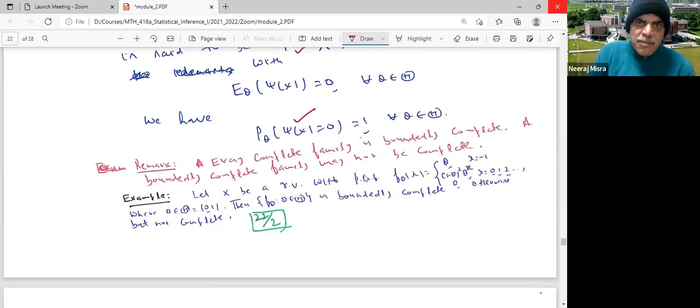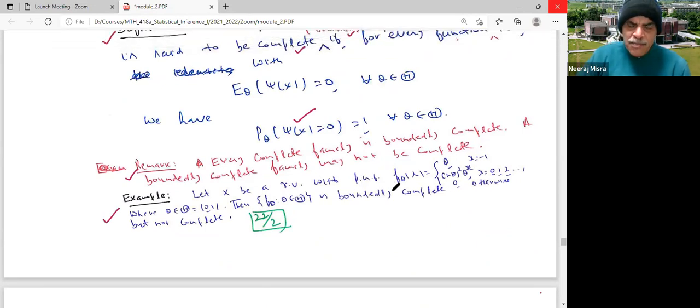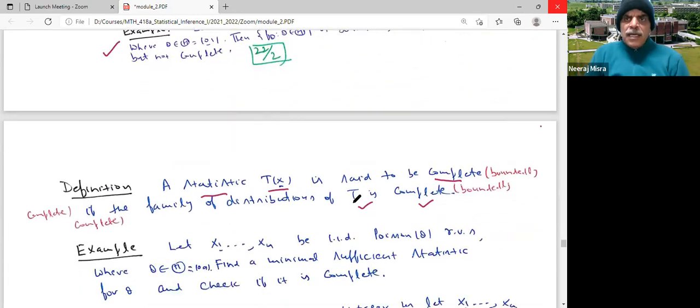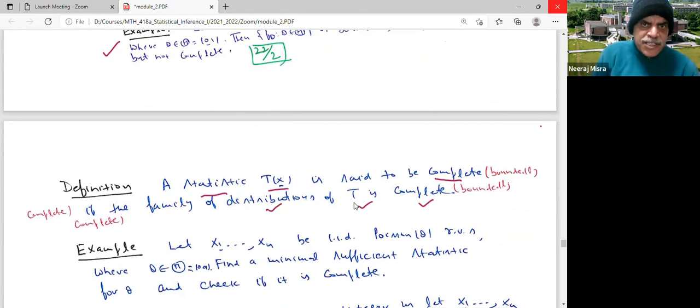So of course, every complete family is boundedly complete. The converse may not be true. That means a boundedly complete family may not be complete. And I gave you an example, which I'm leaving you as a homework problem, and this would also be a part of your homework number 3. Now I can talk about the notion of completeness for a statistic. A statistic T is said to be complete or boundedly complete if the family of distributions of T is complete or boundedly complete.